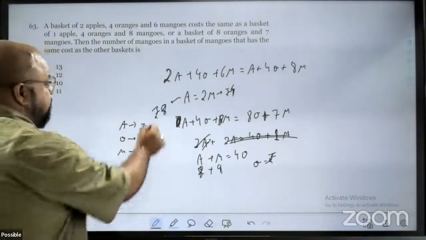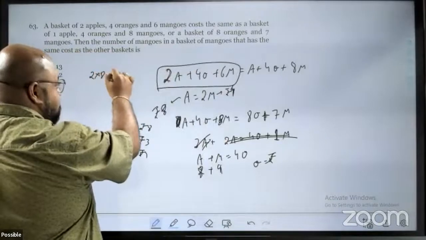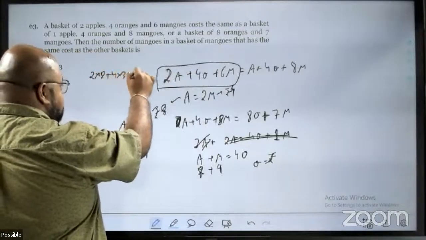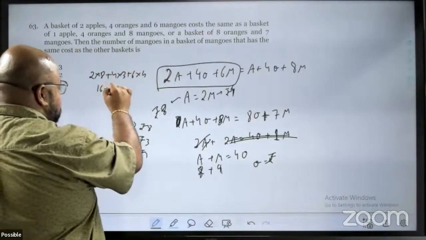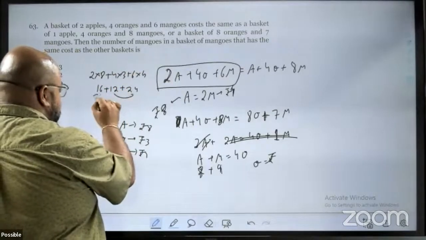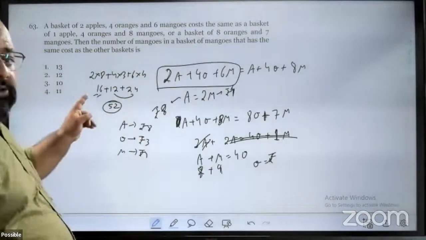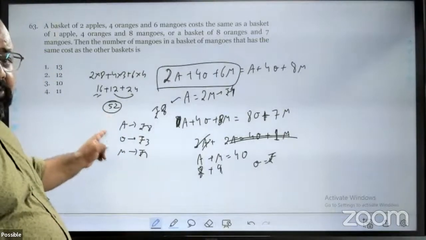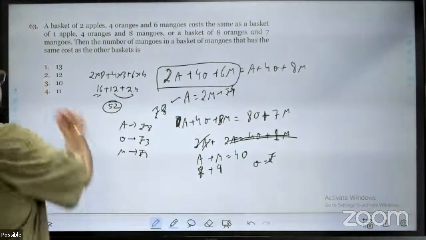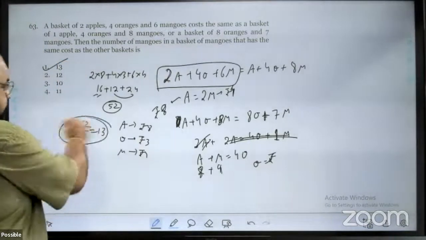Therefore, the price of this basket would be 2 into 8 plus 4 into 3 plus 6 into 4. 16 plus 12 plus 24. 36, 52. If I want to have the same price using only mangoes, one mango costs rupee 4. Therefore, the number of mangoes required will be 52 upon 4, which is 13.